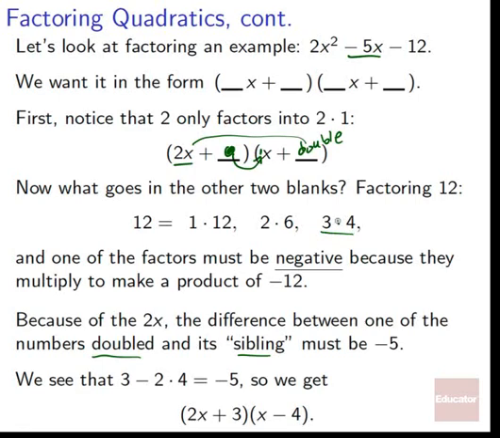So the difference between those is 5. So we can set it up as 3 minus 2 times 4 equals negative 5. And we get 2x plus 3 times x minus 4. And we've factored it out. We've been able to work it out.